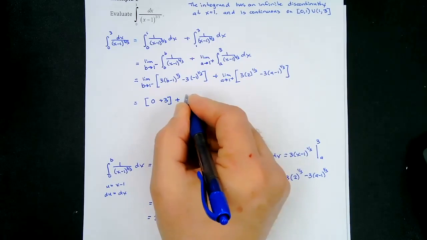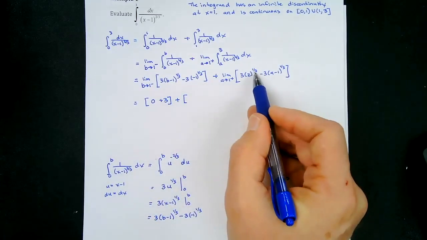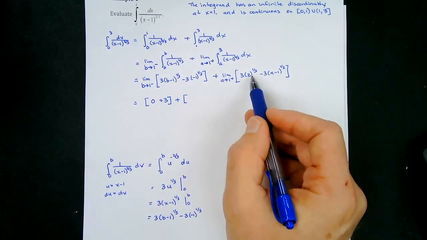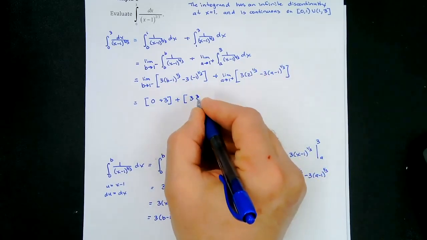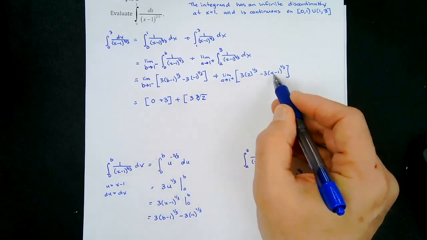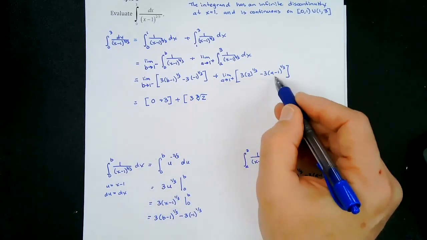And then plus, and then for this one, 2 to the 1/3. Well, that's the cube root of 2 times 3. So that'd be 3 cube root of 2. And if we let a go to 1 from the right, this would be 1.